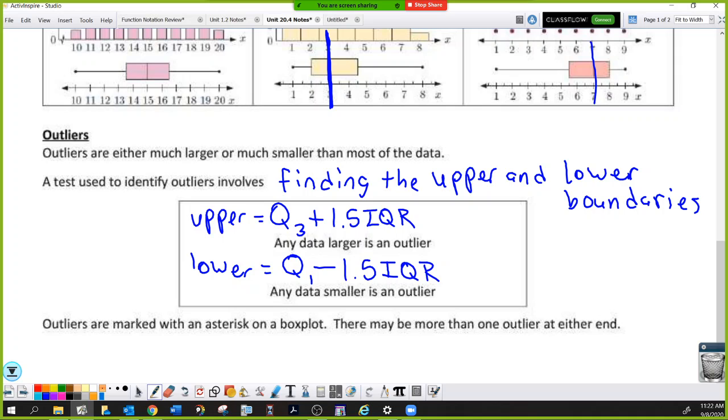There may be more than one outlier at either end. That happens. The whiskers do not go to the outliers. The whiskers go to the upper and lower bound.